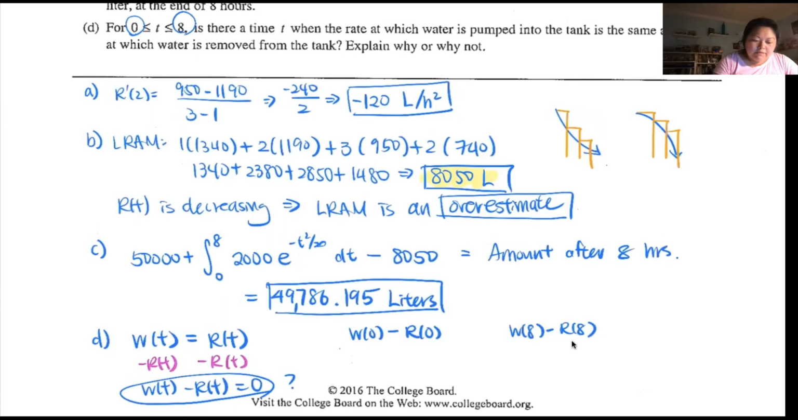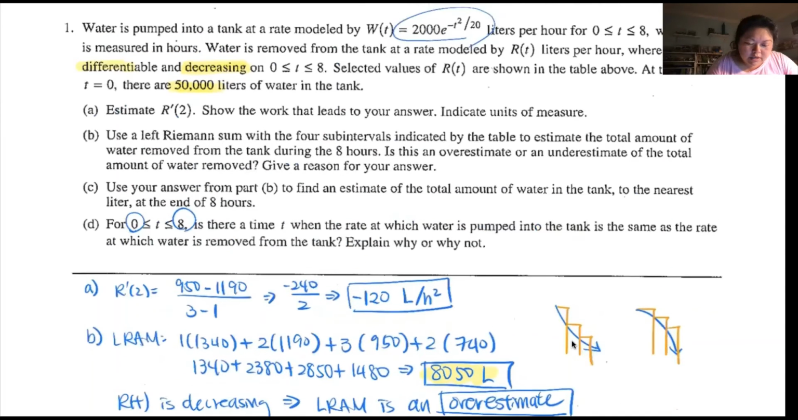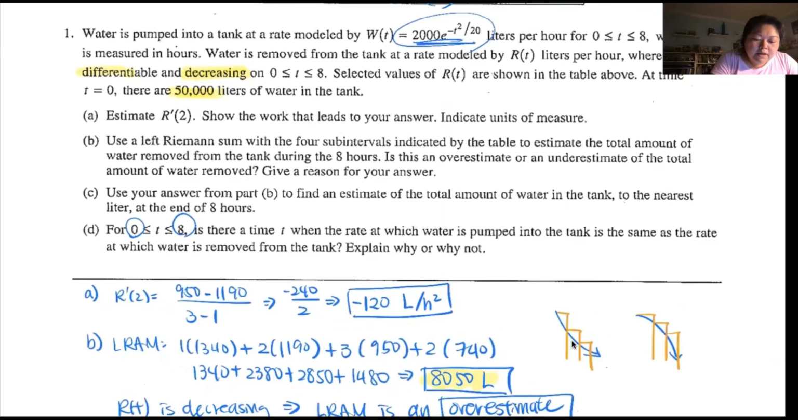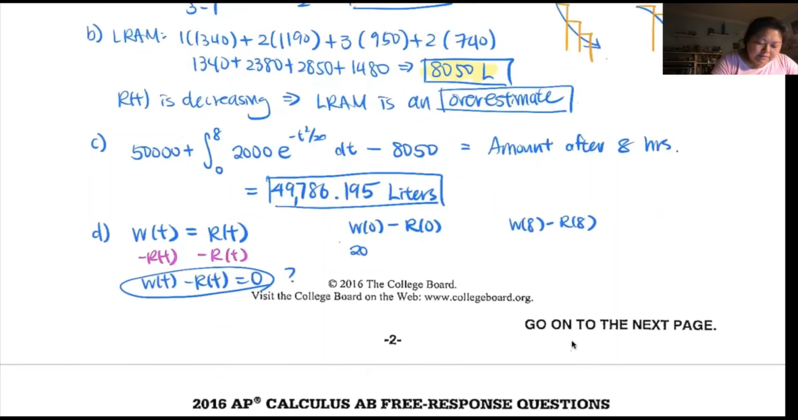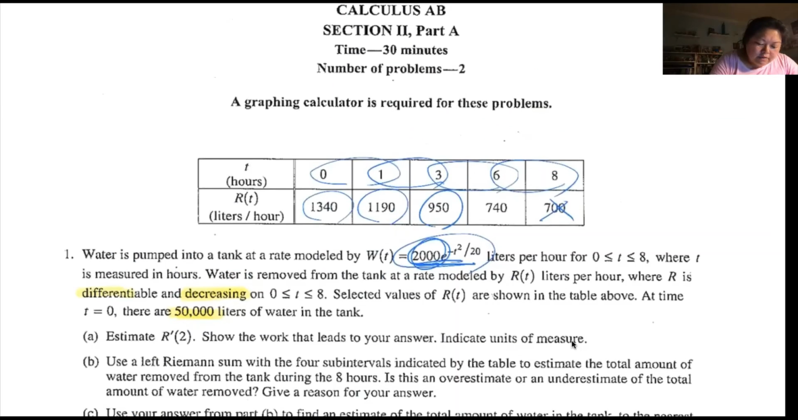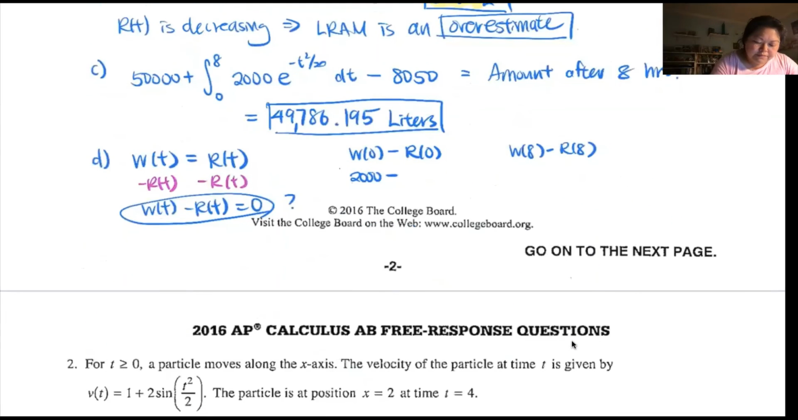Okay, so W of 0. If you plug 0 into this equation up here, e to the 0 is going to be 1. So you get 2,000. So W of 0 is 2,000. Very nice. Minus R of 0, let's look at the table up here. R of 0 is 1340. So in the very beginning, this is 660, right? Doesn't matter. You'll see in a minute why it doesn't matter.